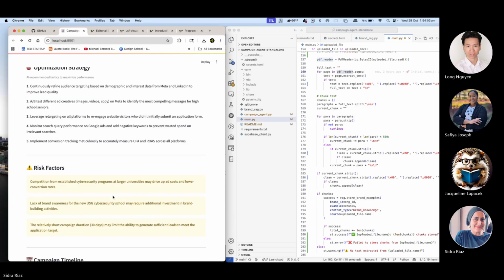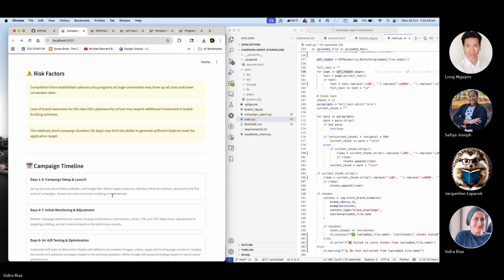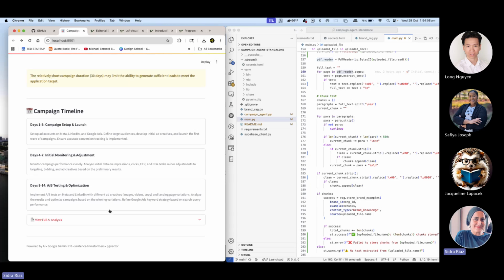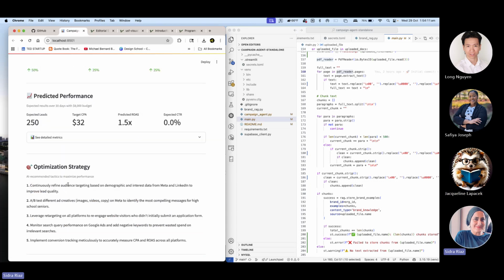And then it is showing me continuously what exact tactics I should adapt, like refining the audience targeting based on demographics. That's what I was talking about in terms of how I can pick the audience, or target the high schoolers or the people who want to change their career, and then run different A/B tests with different ad creatives on Meta to identify the most compelling messages.